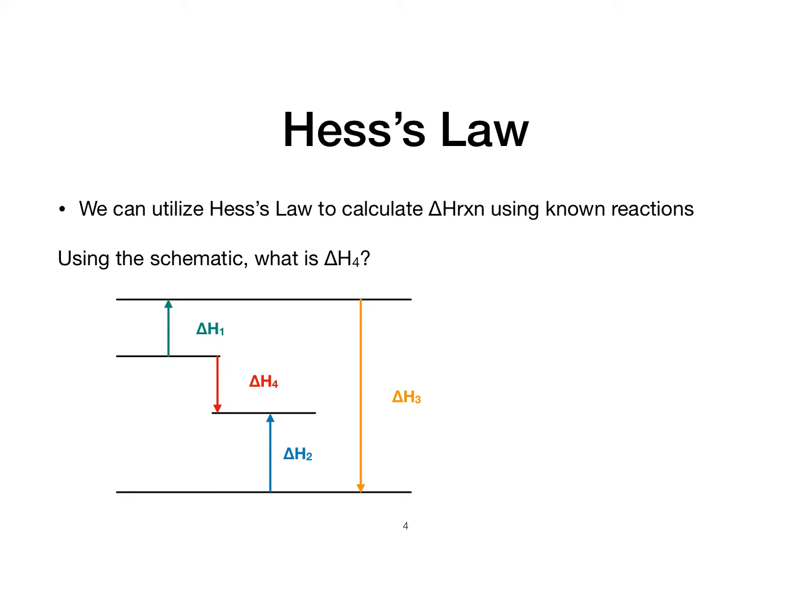So the way we can think about this is we can utilize Hess's law to calculate delta H reaction, provided we have known reactions. So in this graphic, we have 4 different delta H values. If we would like to know this value here, we're interested in this reaction. So we can think about how to calculate that from the known reactions. So delta H4 is going to be equal to the sum of the other reactions.